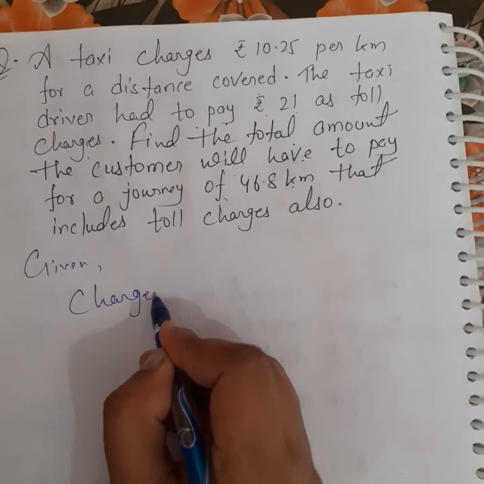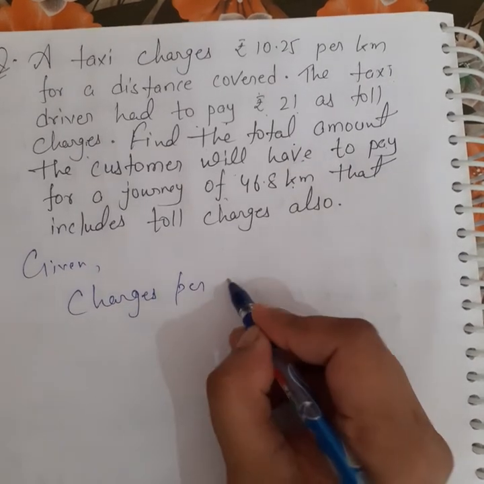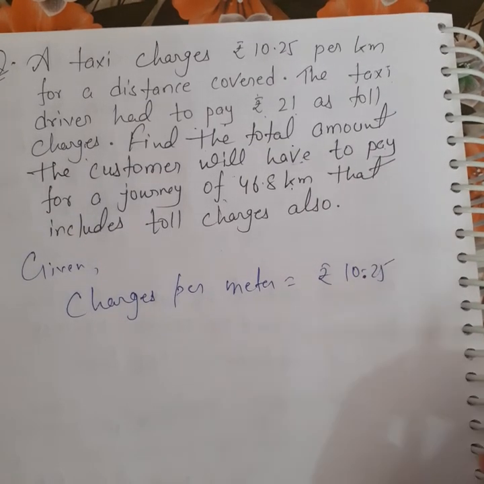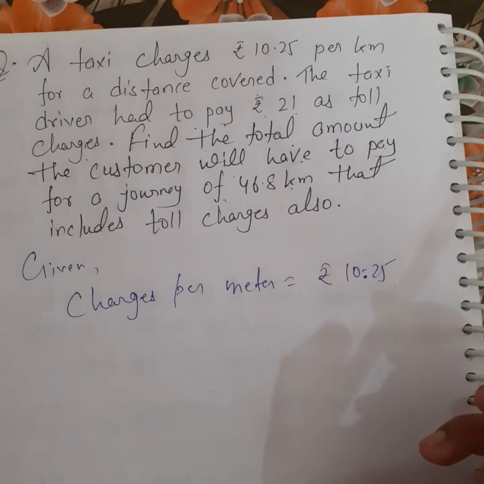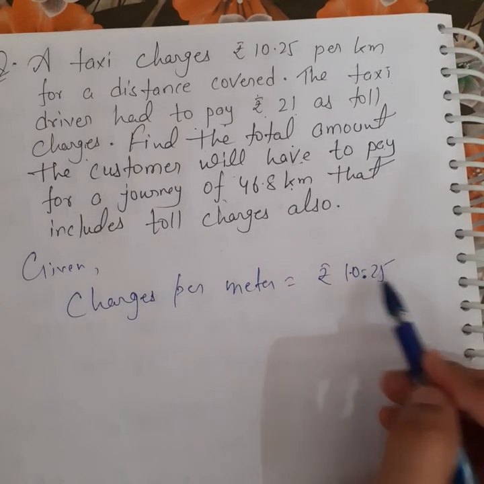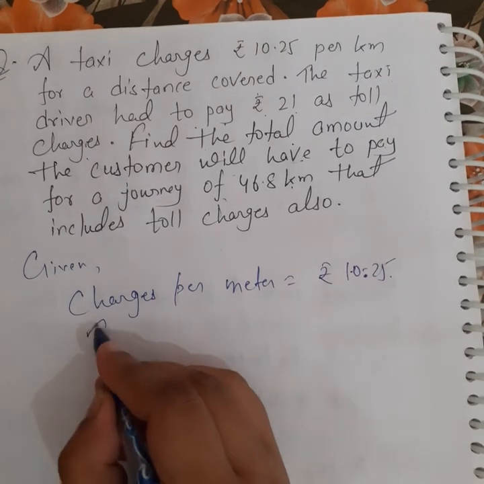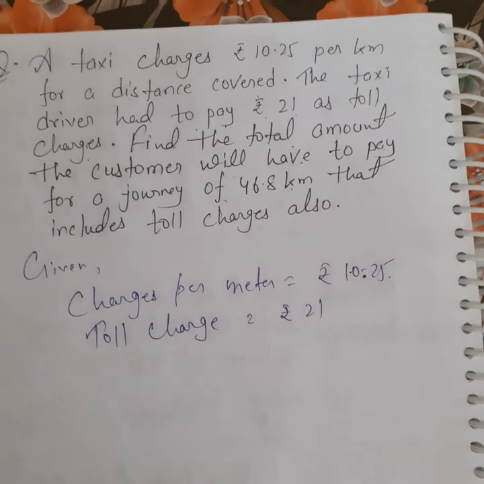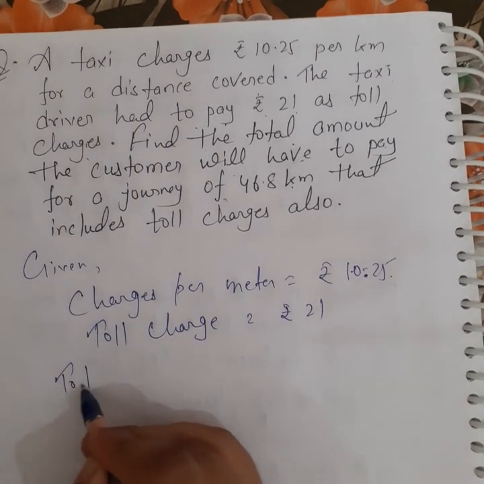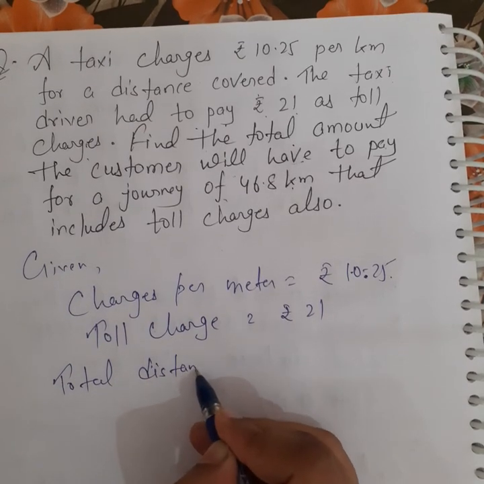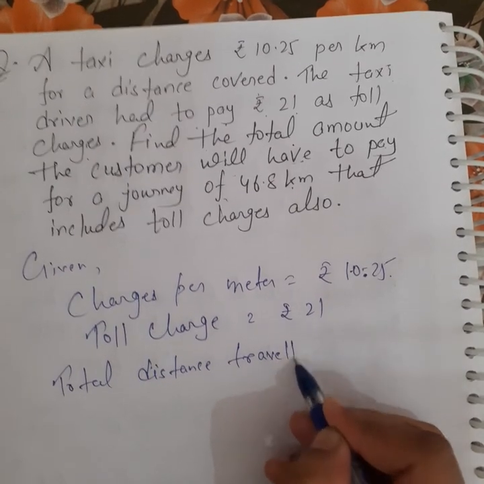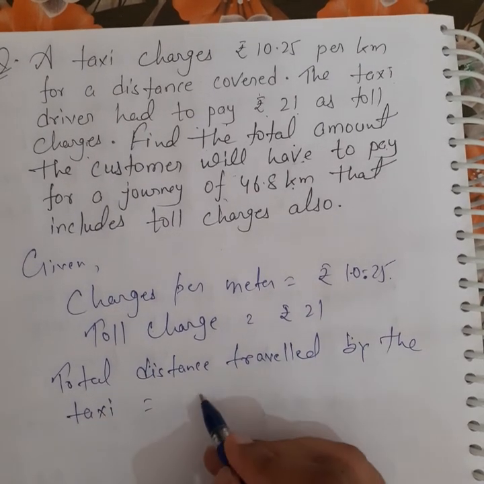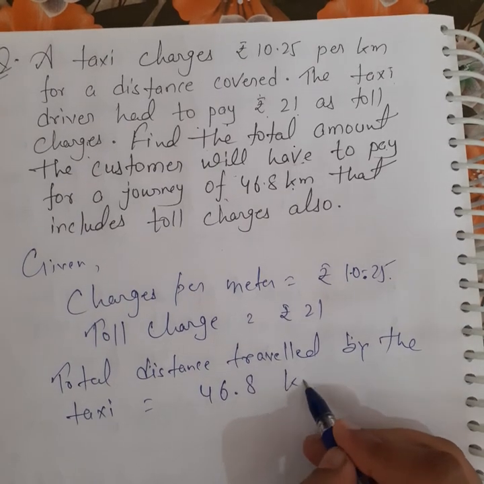Charges per kilometer is equal to rupees 10.25. It means the cost of taxi for 1 kilometer is 10.25. Toll charge is given rupees 21 and the total distance travelled by the taxi is equal to 46.8 kilometer.